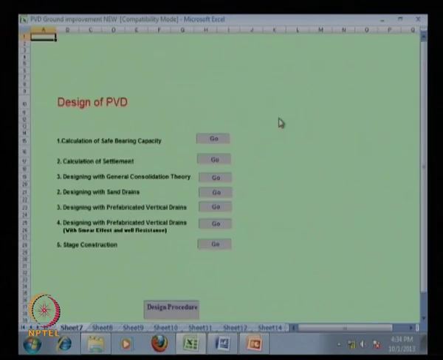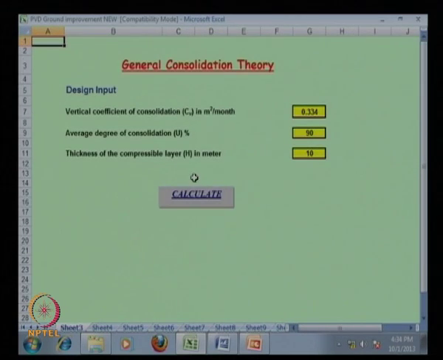Now, we can design with the general consolidation theory. So, we will first design with the general consolidation theory.